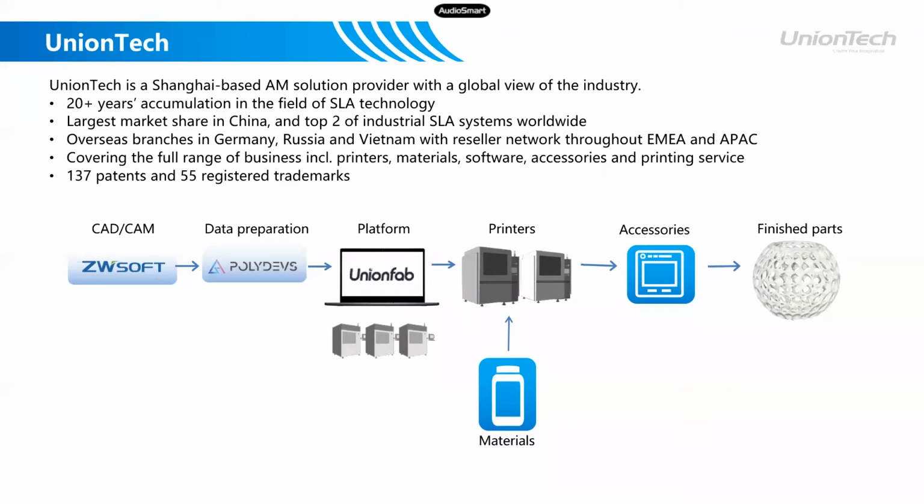With ZW software, we can offer CAD/CAM software, and also, in-house developed, we have our own PolyDev to transfer different design files into a 3D printer readable format. Our key products are the hardware, which are the printers with accessories. And also a variety of 3D printing materials are available, either from our own chemical workshop or global chemical partners.